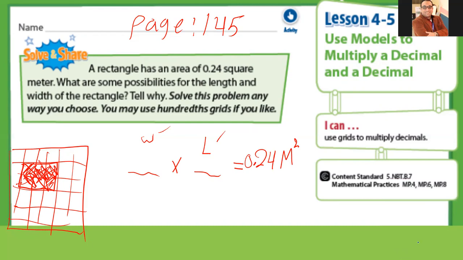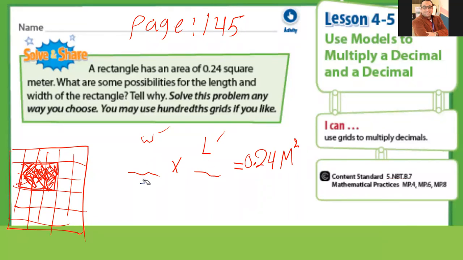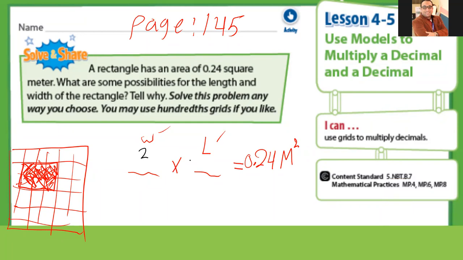It can be 4 multiplied by 6, and also it can be... let's start from 2. Sorry. We have 2 by 12 equal 24. We have 4 by 6. And we also have 3 by 8 equal 24. 3 multiplied by 8.